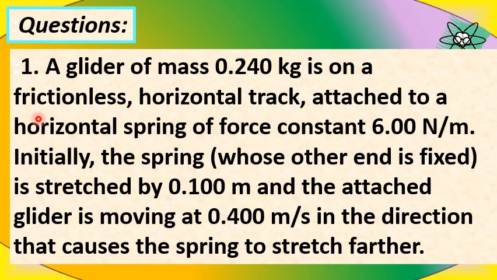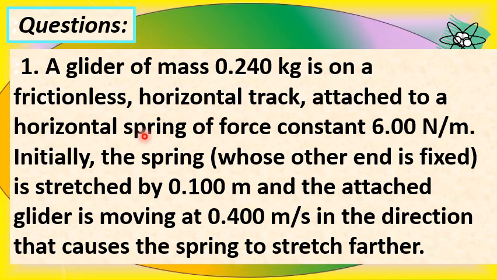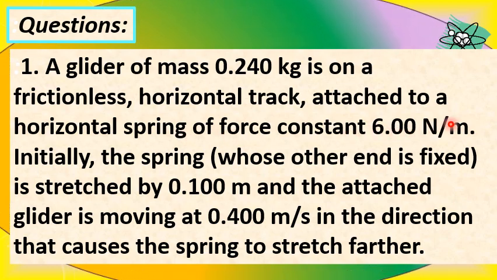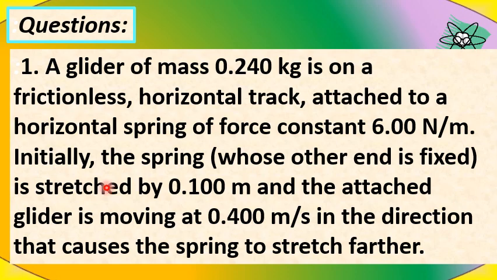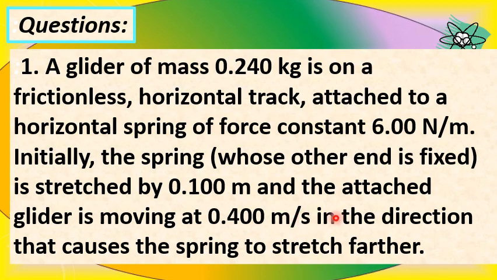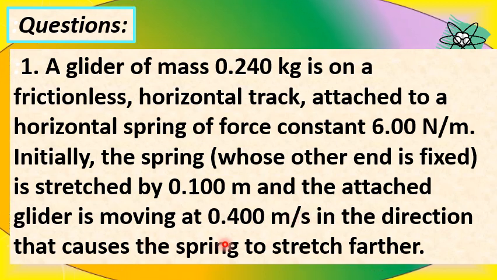The questions are: number one, a glider of mass 0.240 kg is on a frictionless horizontal track attached to a horizontal spring of force constant 6.00 Newton per meter. Initially, the spring, whose other end is fixed, is stretched by 0.100 meter, and the attached glider is moving at 0.400 meters per second in the direction that causes the spring to stretch further.